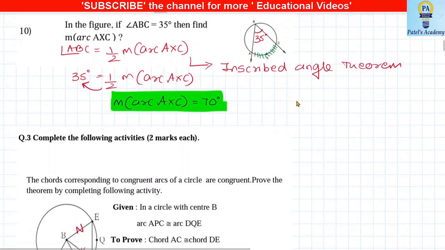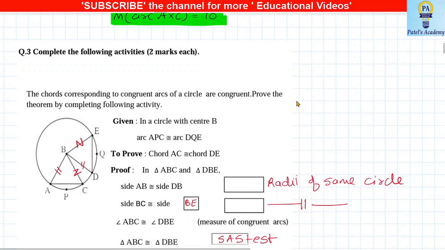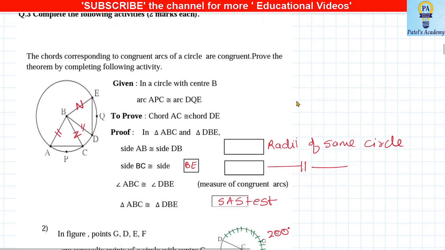Let's start with question number 3, that is activity. Okay, so let's see the first one. I've done the marking in the figure so that you can understand the concept very properly. So the first statement is AB is equal to BD. The reason is radii of the same circle. Next, BC is equal to BE. Again, radii of the same circle.